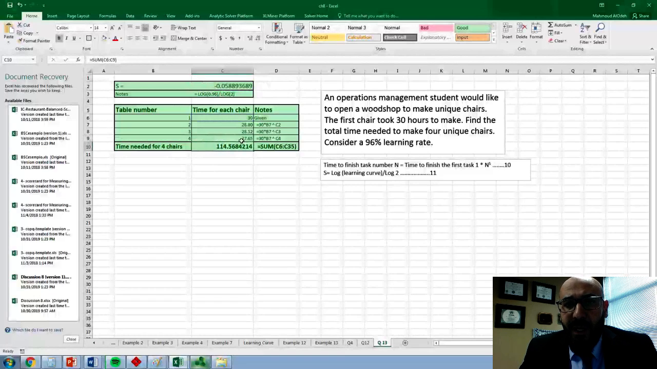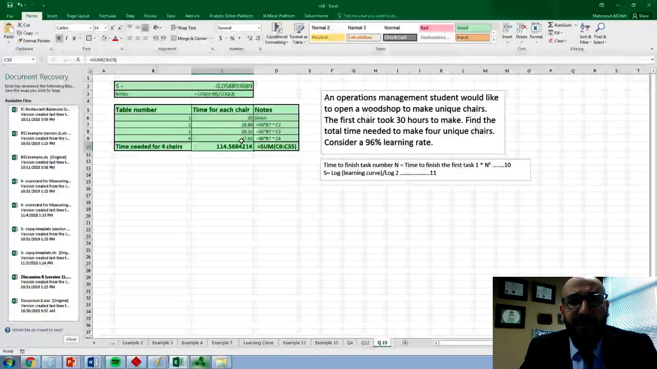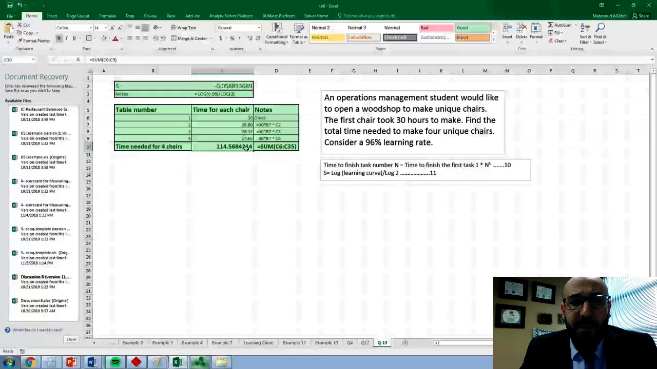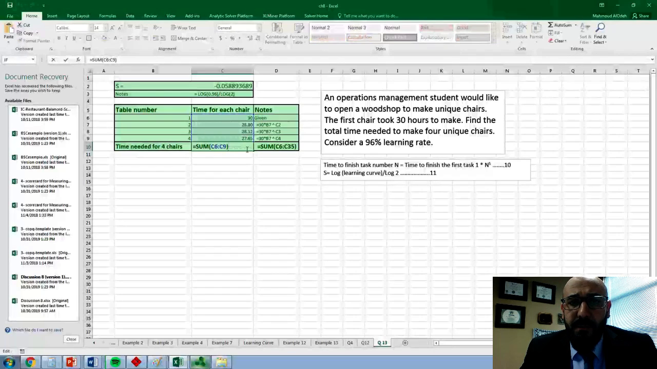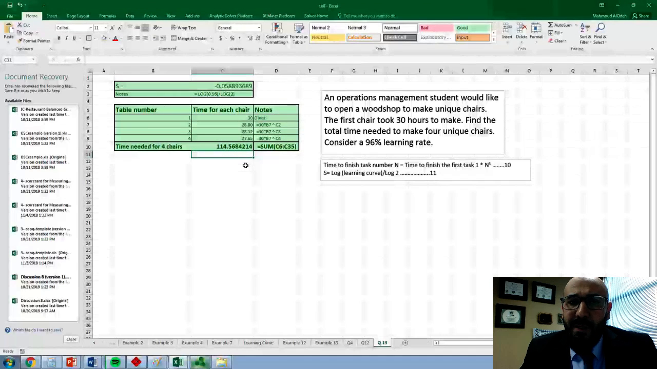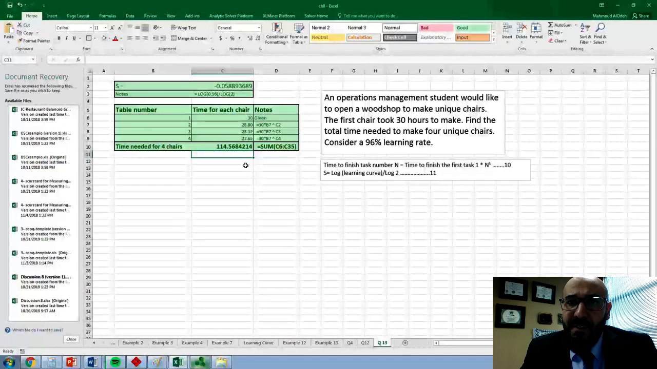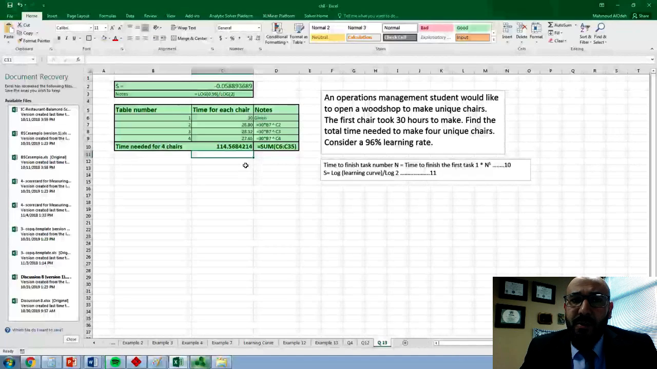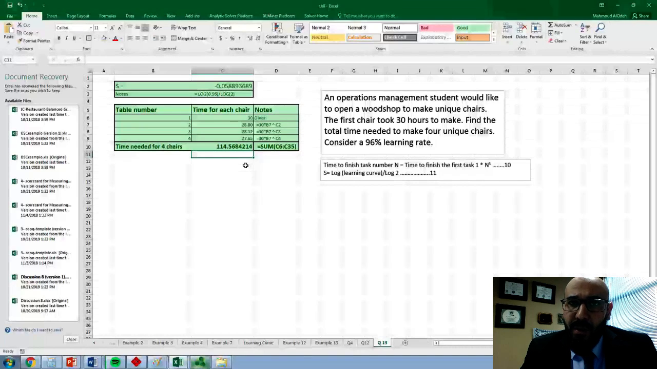Now, in order to find the total time needed to make 4 chairs, you add all these numbers together. 30 plus 28.8 plus 28.12 plus 27.65, and that would give you 114.568 as the time needed to make all the 4 chairs.